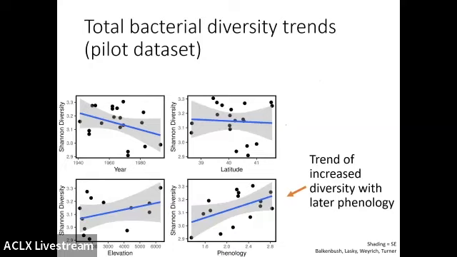But there does seem to be maybe, possibly, a trend towards increasing microbial community diversity with later phenology. So the more mature a plant is, the more diverse its microbiome is. And this is using that same phenology index that we used to look at the environmental effects of phenology day of year across the Western US. And hopefully once we have the expanded data set, some of these patterns may become clearer.